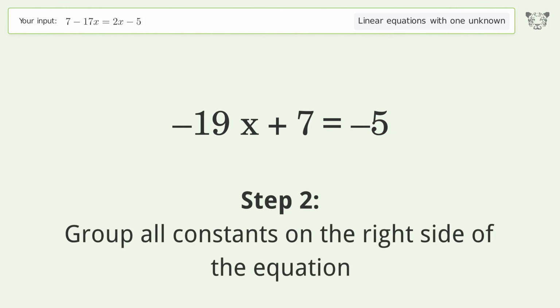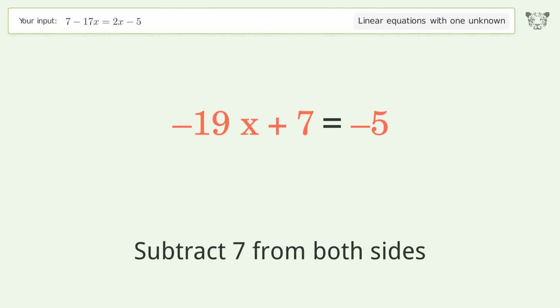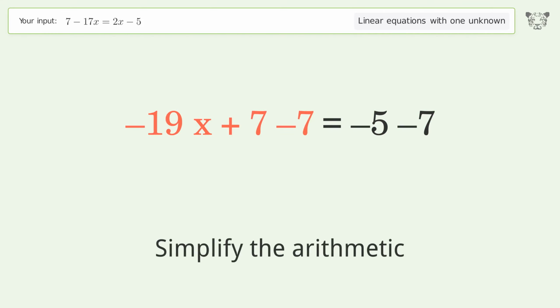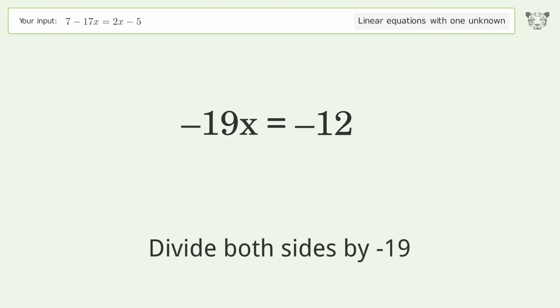Group all constants on the right side of the equation. Subtract 7 from both sides. Simplify the arithmetic. Isolate the x. Divide both sides by -19.